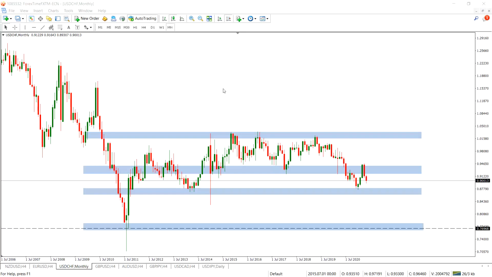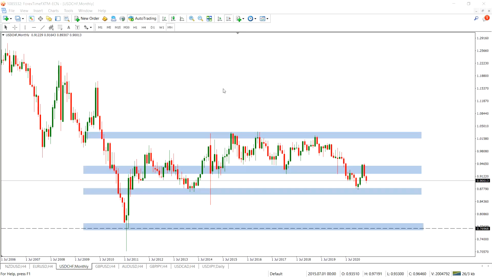So you guys are not new to how we trade the market. We go to the monthly time frame to understand what is happening. We break it down to the daily and the lower time frame to get our entry confirmation. So here's the USDCHF on the monthly time frame.